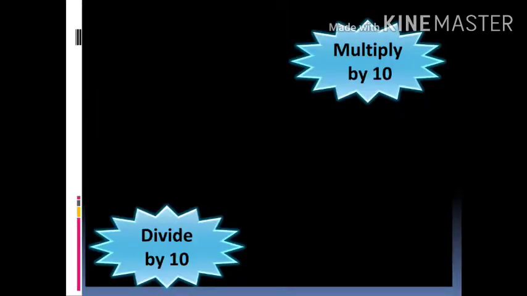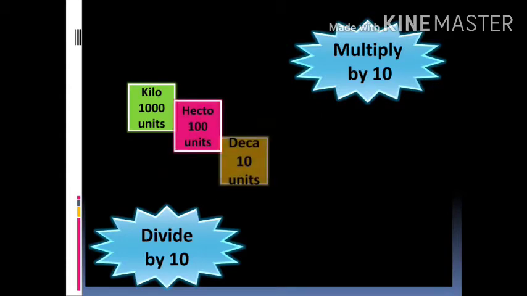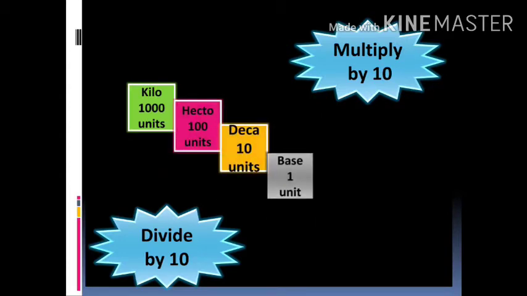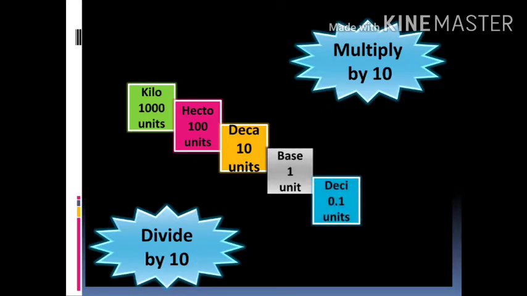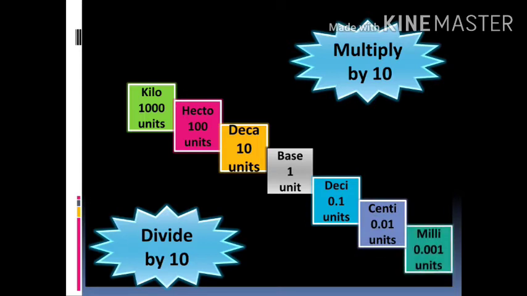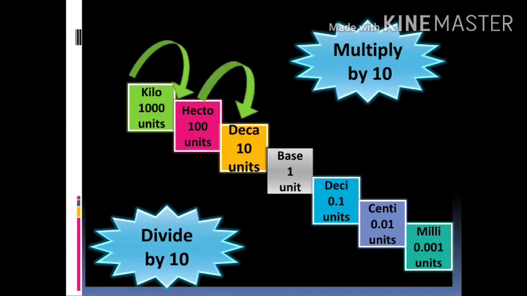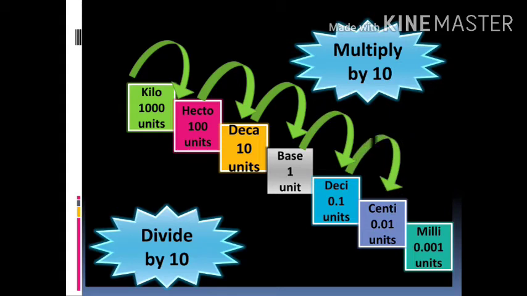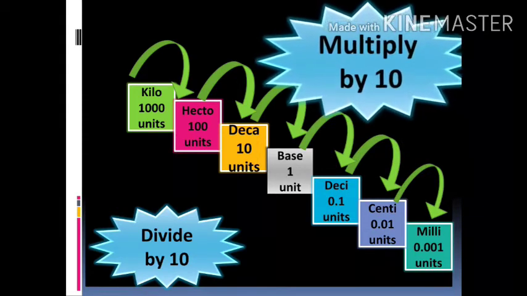Units of length in metric system. Kilo 1000 units, hecto 100 units, deca 10 units, base 1 unit, deci 0.1 units, centi 0.01 units, milli 0.001 units. When we convert higher unit to lower unit, that is kilo to hecto, hecto to deca, deca to base unit, base to deci, deci to centi, centi to milli, we have to multiply it by 10.